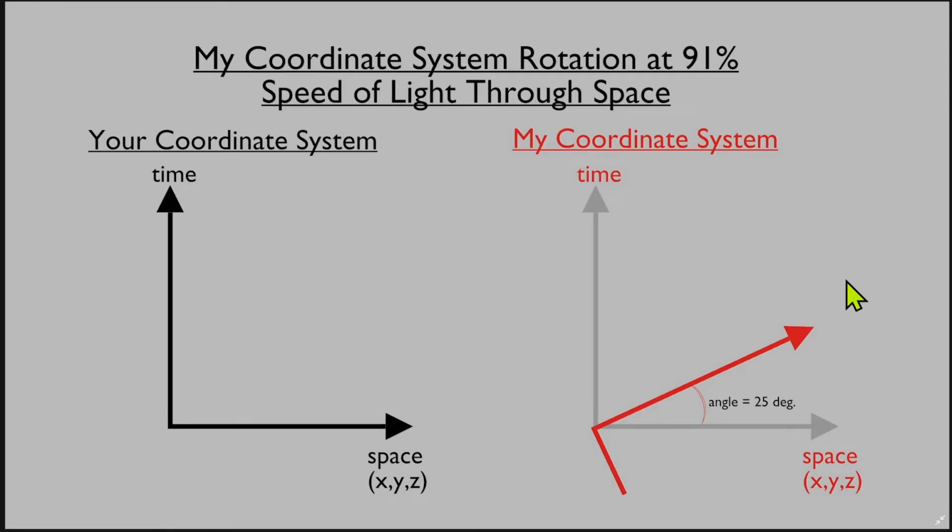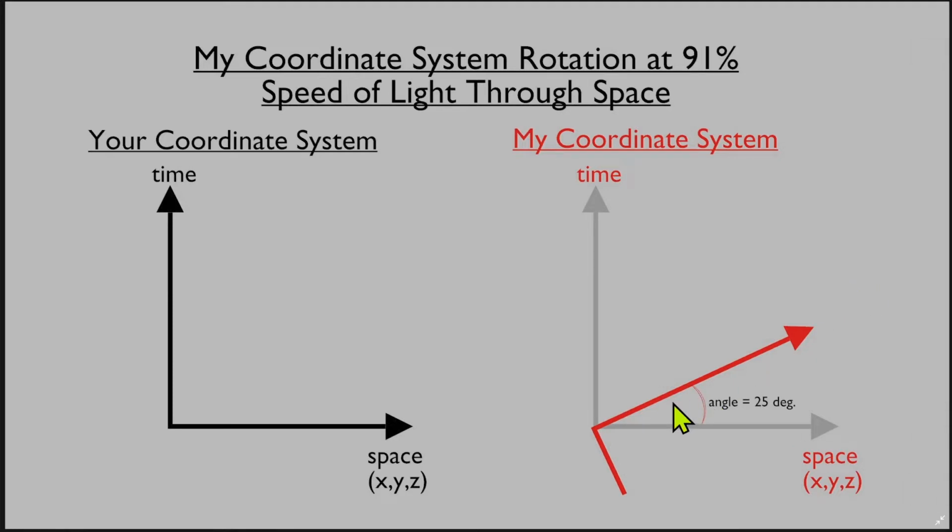So the first thing you see happen is that when my spaceship accelerates, my vector, the red vector, rotates in 4-dimensional space-time until I achieve a speed through space of 91% the speed of light. That occurs when my vector makes about a 25-degree angle with your space axis, in this case your x-axis. So you can see that rotation here.